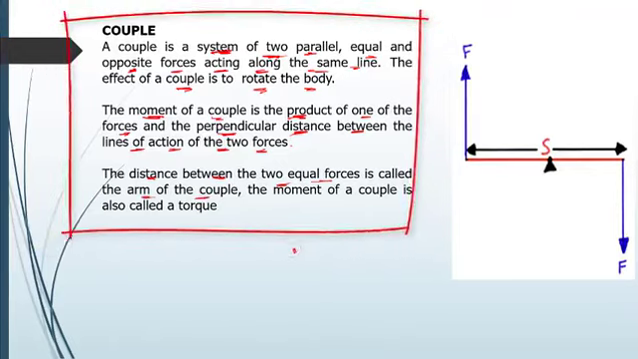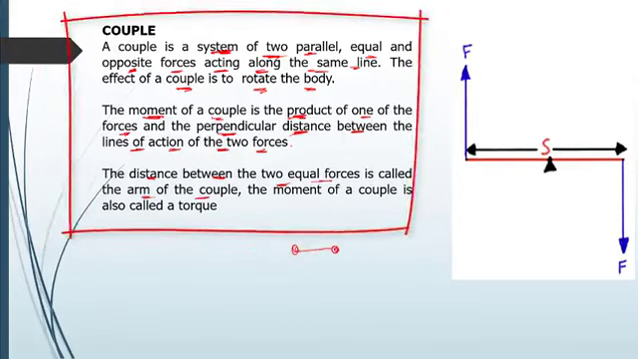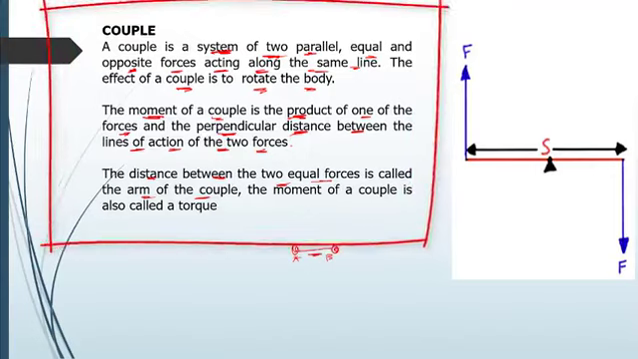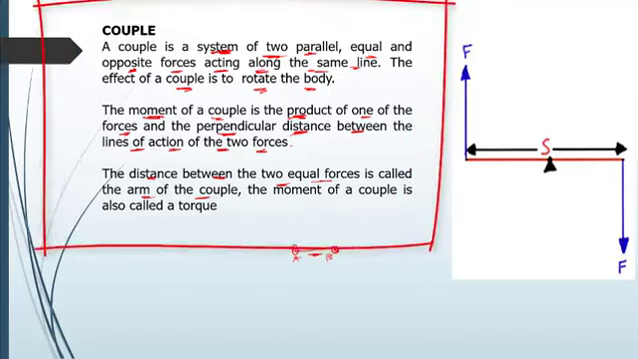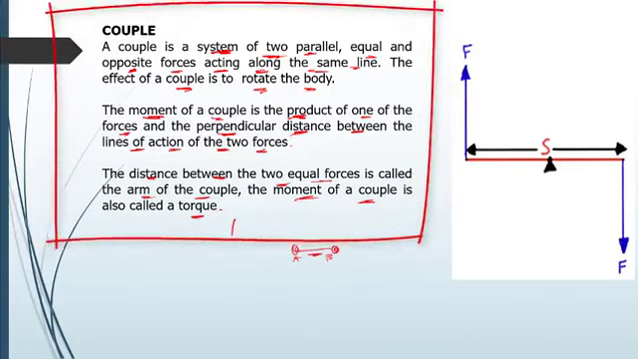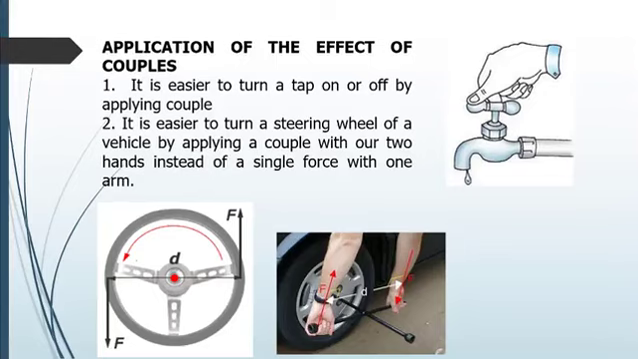For instance, you look at a tap, and these are two ends of the tap. The distance between the two ends, point A and point B, is what we call the arm of the couple. And the moment of a couple is called torque. That is what we mean by the moment of a couple. At this point, let's look at the application of the effects of couples.